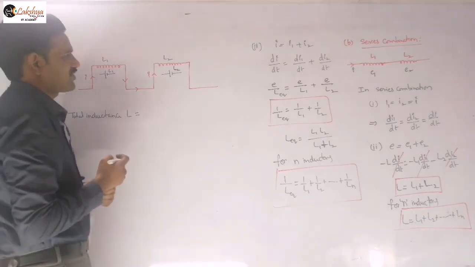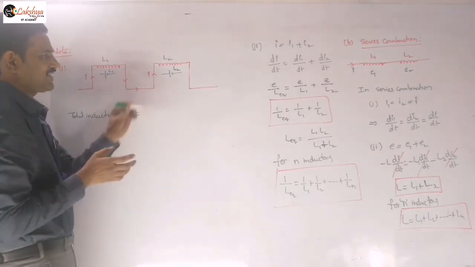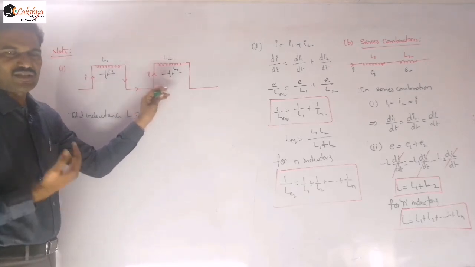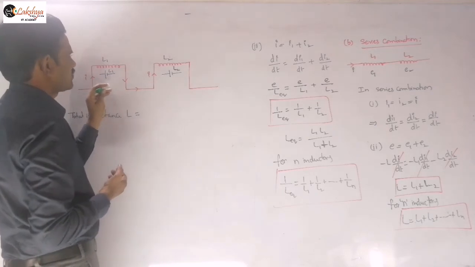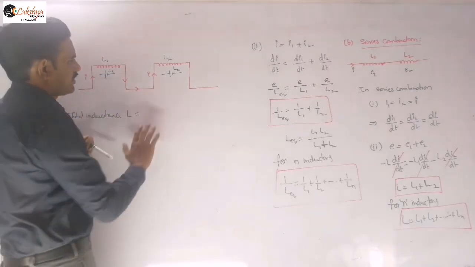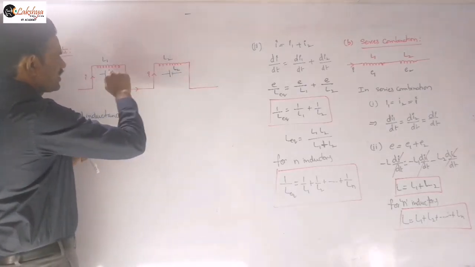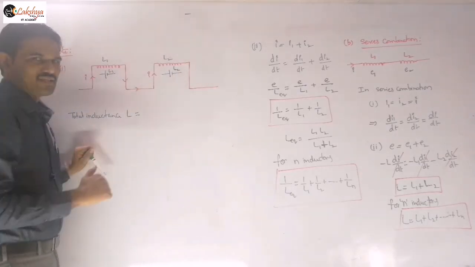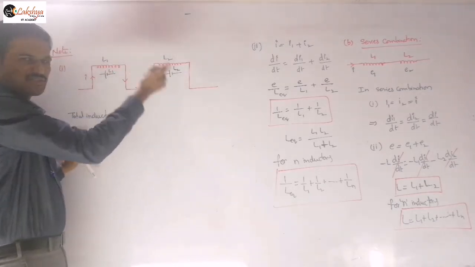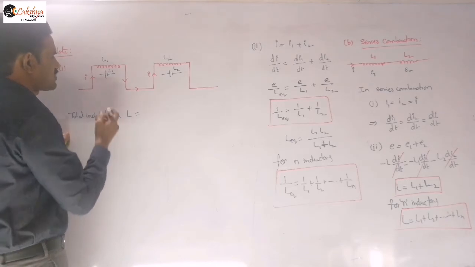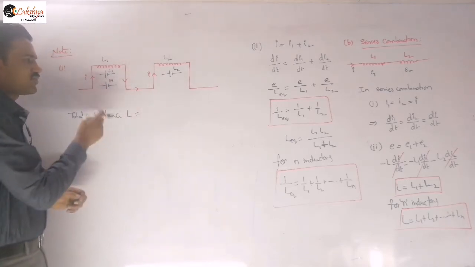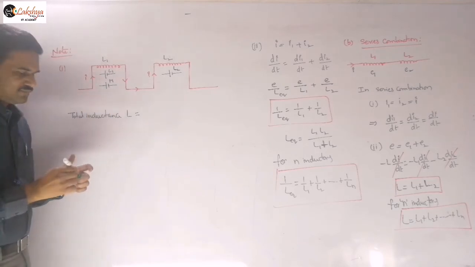And now let us consider the mutual induction here. When current in this coil is increasing, it will produce some flux which is increasing, and that flux is passing through this coil, associated with this coil. Since the flux produced by this coil is increasing through this one, it should produce a flux in the opposite direction. That means the mutual induction EMF will also take place like this.